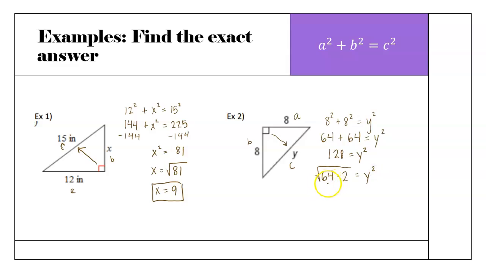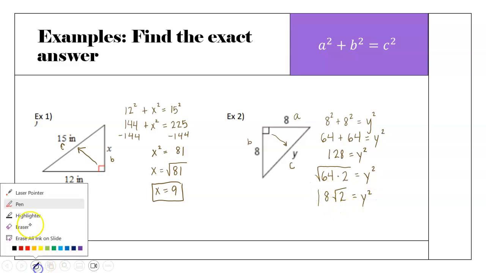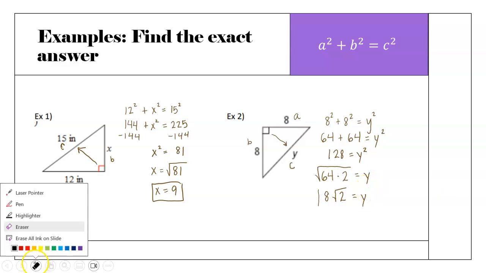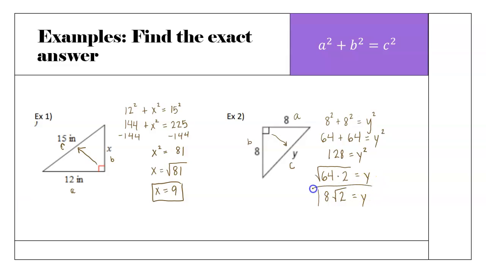Then I can take the perfect square root of 64, that's 8, but I can't take the perfect square root of 2. So that's going to be 8 times the square root of 2. Oops, I keep writing squareds here. These are no longer squared because I took the square root. So that is the exact answer. If I grabbed a calculator and just did the square root of 128, that would be an approximate answer. It wouldn't be the exact answer. 8 times the square root of 2 is the exact length of that hypotenuse.